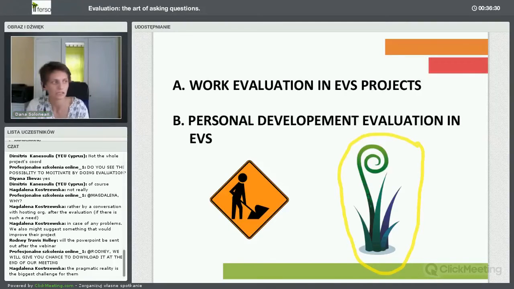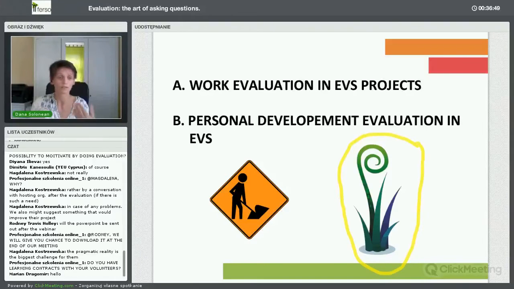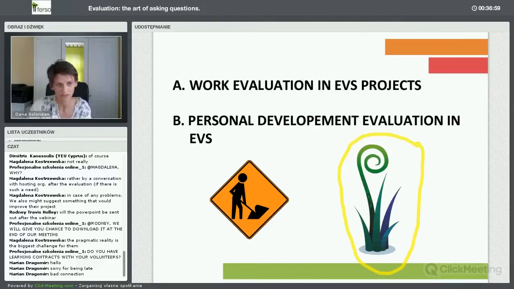So are the tasks and the experience as part of the EVS project fulfilling their personal goals? Are they developing competencies, and if yes, what competencies? Or if not, what type of support do they need in order to develop those competencies? Or even more, as is happening very often, at least in our organization, do you as a volunteer develop competencies that you were not even aware of?